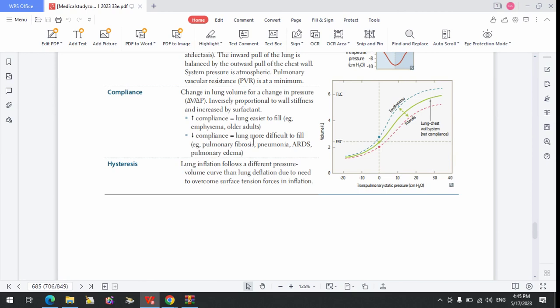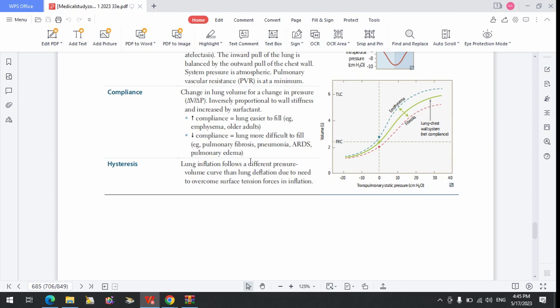So in older adults too, the elastic fibers are reduced. So the lungs are more compliant in them too. It's very easy to fill. But people that are very difficult to fill are people maybe that have water, they have fluid, there's congestion, or there's fibrosis within that lung. It will not be able to expand.